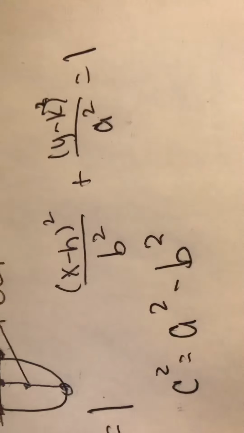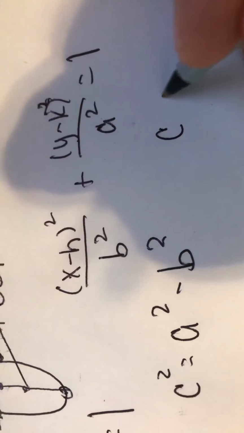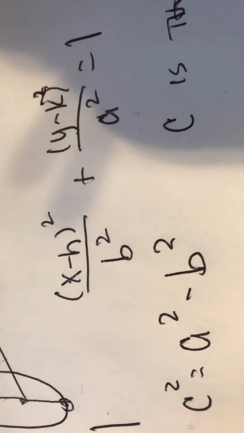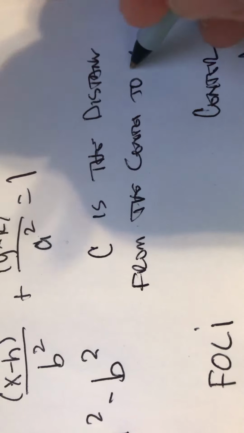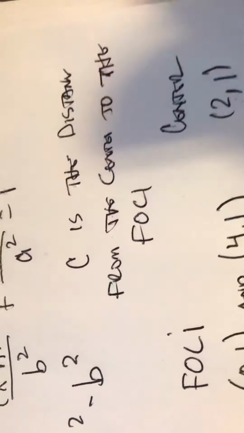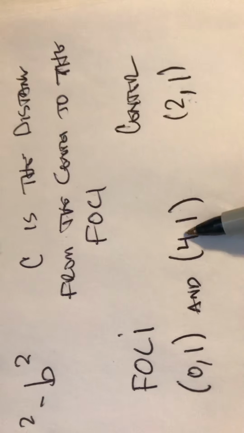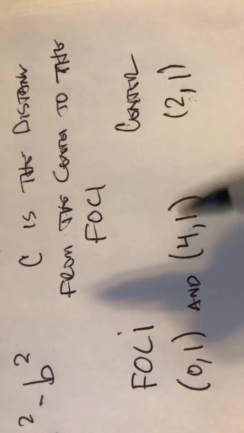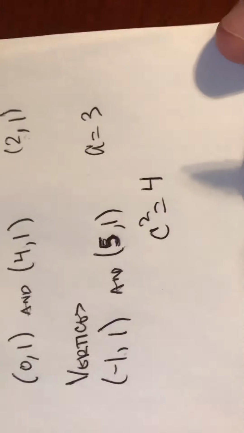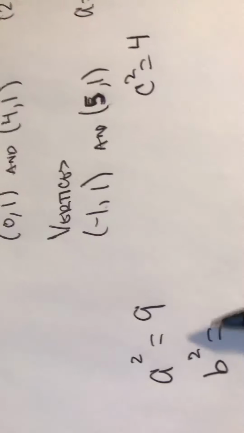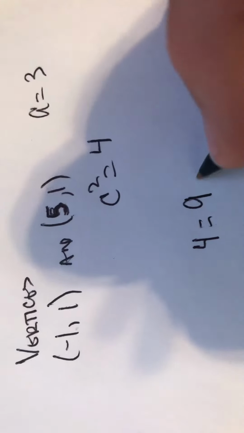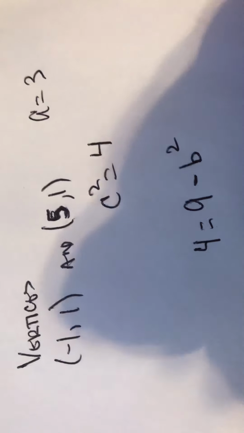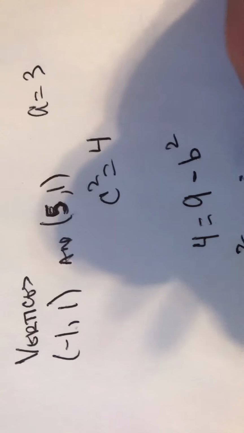Now remember my relationship, c squared equals a squared minus b squared. And c is the distance from the center to the foci. Now, how far is it from (2, 1) to (4, 1)? It's 2 units. So c squared is equal to 4. So I've got a squared and I have c squared. I need to find b squared from this relationship. So c squared, 4, equals a squared, which is 9, minus b squared. If I solve this for b squared, I get b squared is equal to 5.